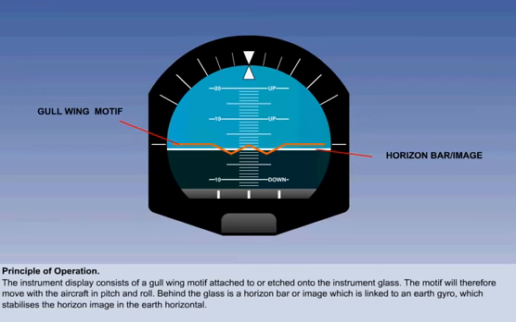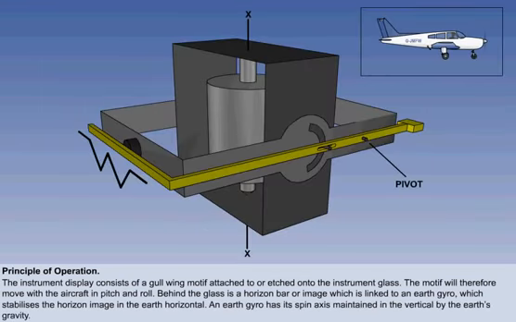An Earth gyro has its spin axis XX tied to or maintained in the vertical by the Earth's gravity. And in this diagrammatic representation, we can see that the gyro rotor is attached to the inner gimbal, whereas the outer gimbal will be attached to the instrument case.